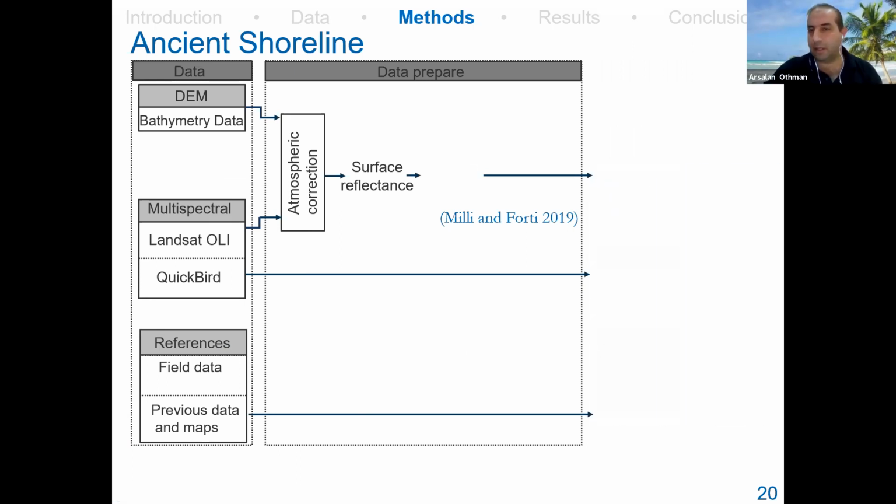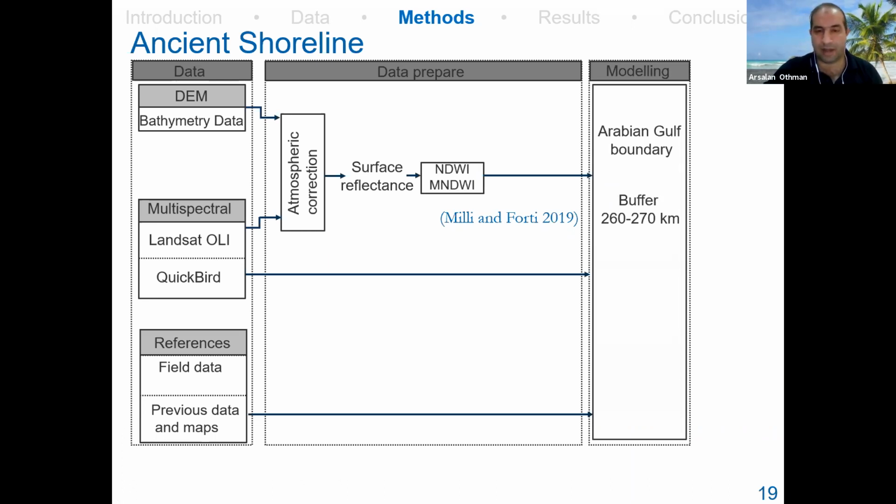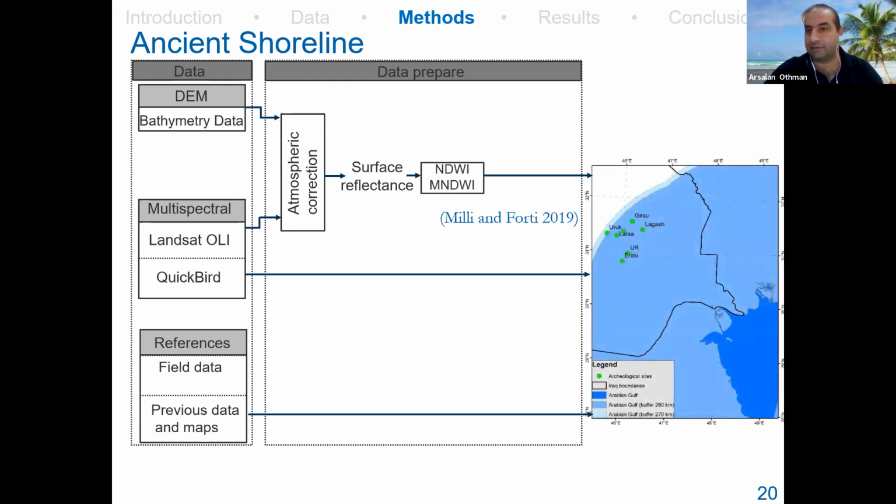Therefore, to be sure about the state offered by Billy in 2019 and also by Akrawi in 2001, the Arabian Gulf buffer 6,000 years before present was far from the present shoreline, about 260 to 270 kilometers. We made a buffer of that and found that almost all the ancient towns are underwater actually, but they agree they were coastal towns.